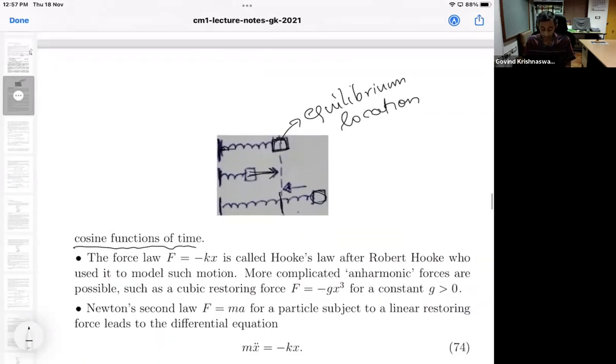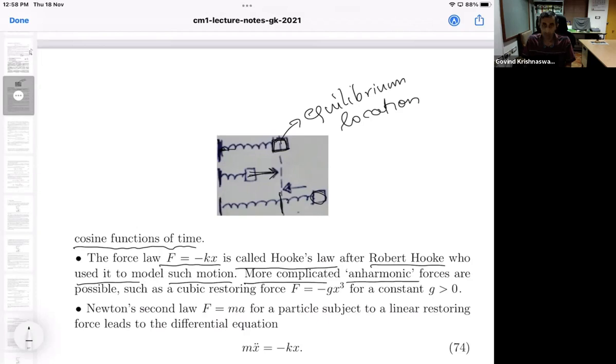Okay. Now, the force F equal to minus kx is called Hooke's law after Robert Hooke, who used it to model such motion. So Hooke was a contemporary of Newton, and Newton benefited from many ideas of Hooke, and the other way around as well.